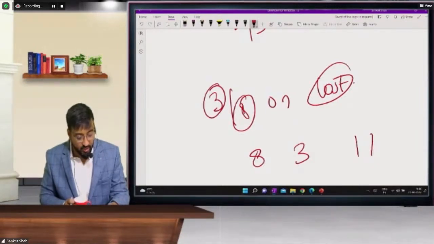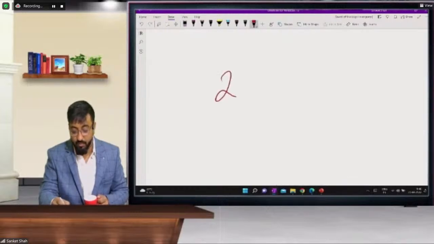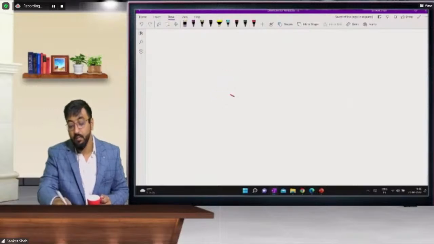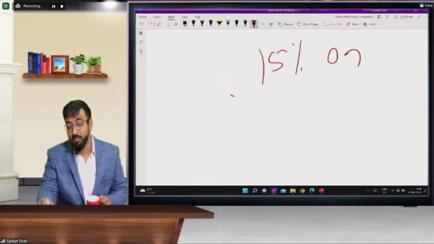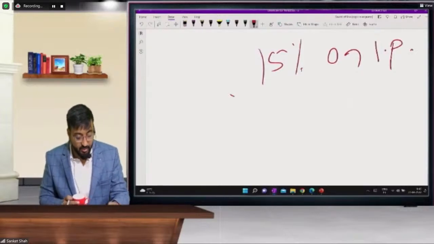Priyanka Shingli ji, SRO student. 3/11 on invoice price. Very good, very good, beta. Now everyone understood. Last one. 15% on invoice price. चलो.